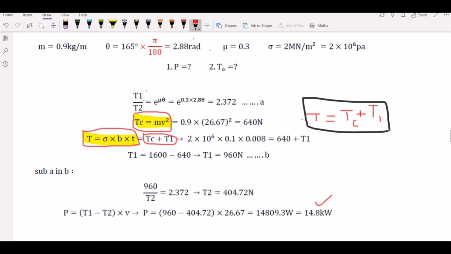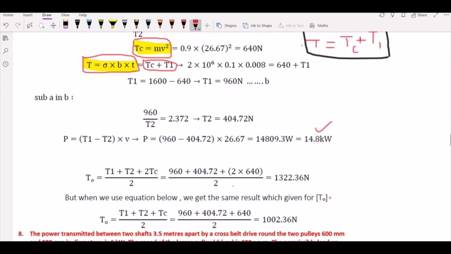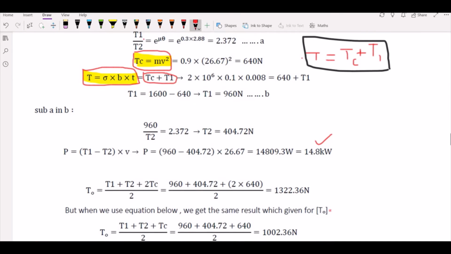Okay, right. Now let's move on to problem number 8. Sorry, there is another case which is to be calculated here. Once power is known, initial tension is what we need to calculate. So how do you calculate your initial tension?